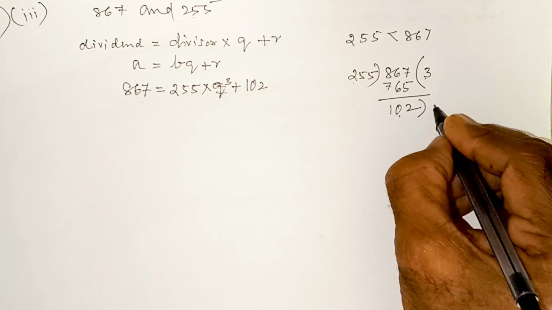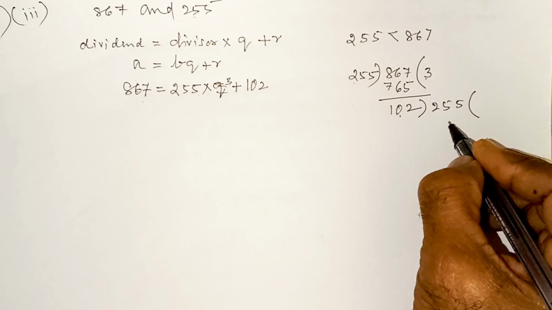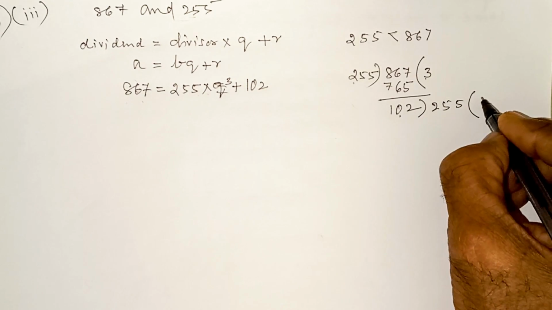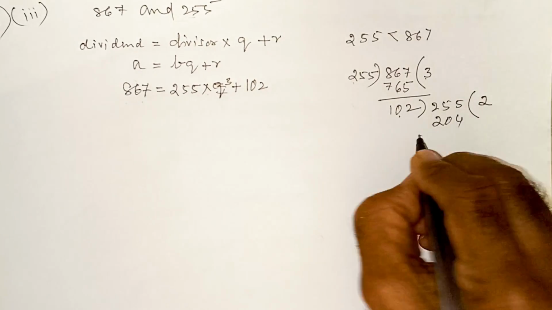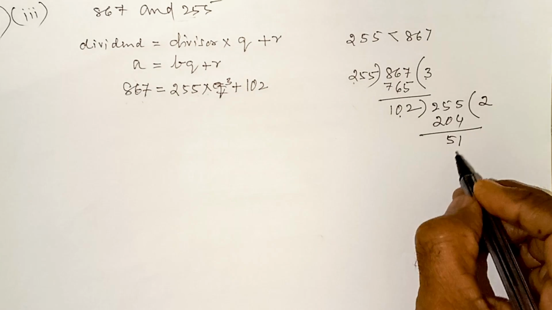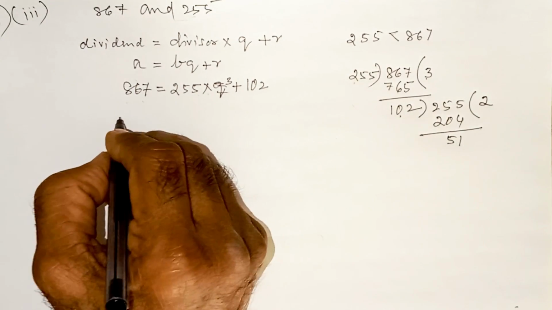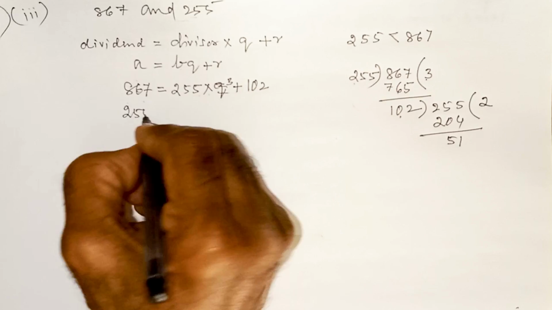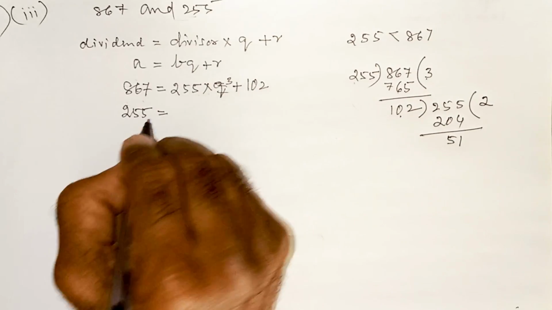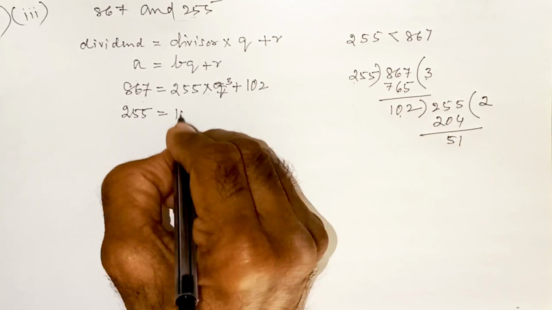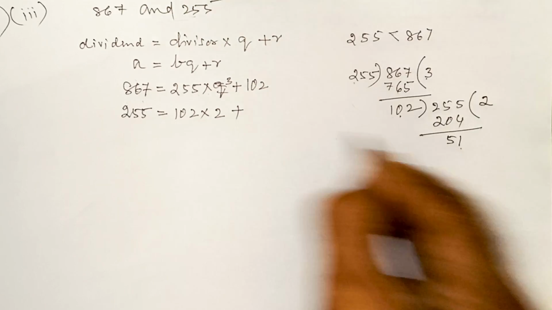255, which is the divisor, becomes the dividend here, and we divide this by 102. This is about 2 times, you get 204. The remainder is 51. We are yet to get the answer, and we substitute this value here in the second step. 255 is the dividend, which is equal to divisor 102 into quotient 2 plus the remainder 51.